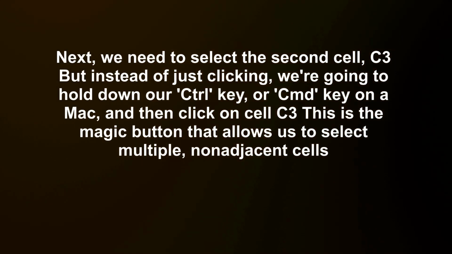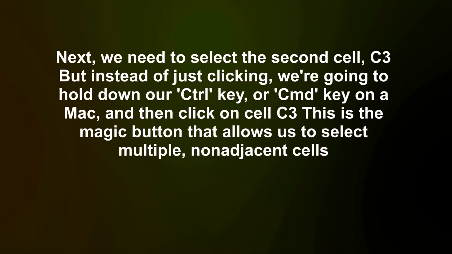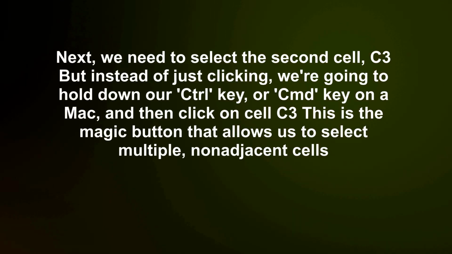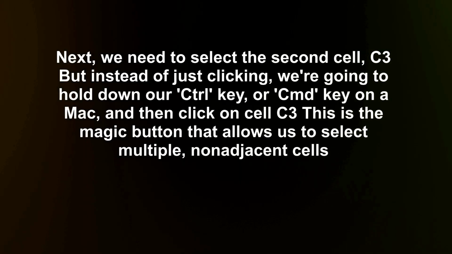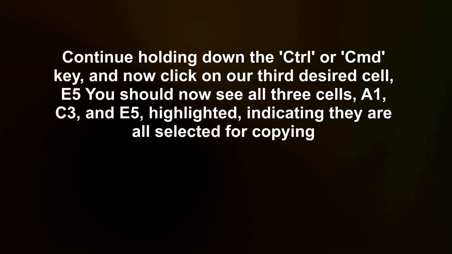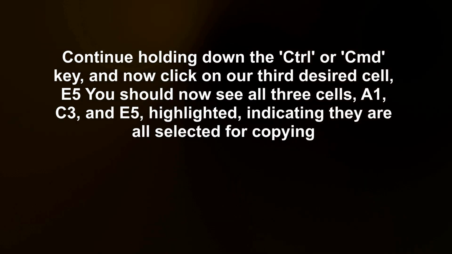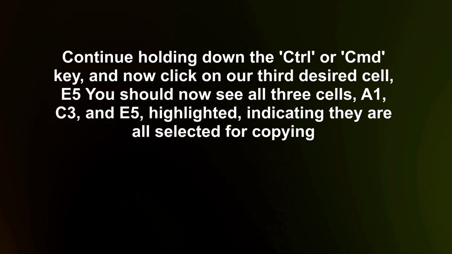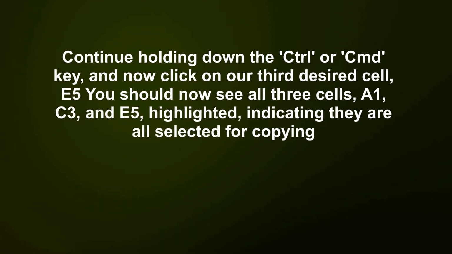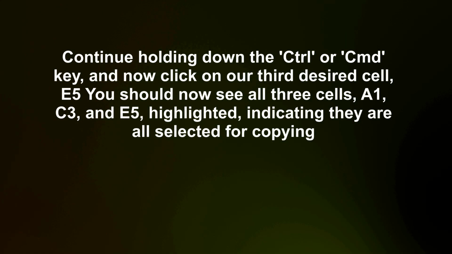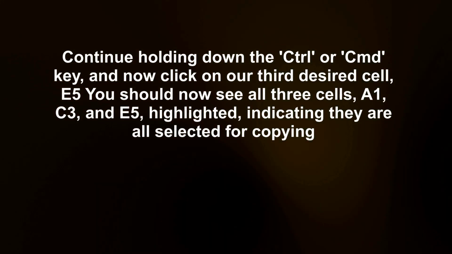hold down our Ctrl key, or CMD key on a Mac, and then click on cell C3. This is the magic button that allows us to select multiple, non-adjacent cells. Continue holding down the Ctrl or CMD key, and now click on our third desired cell, E5. You should now see all three cells, A1, C3, and E5, highlighted, indicating they are all selected for copying.